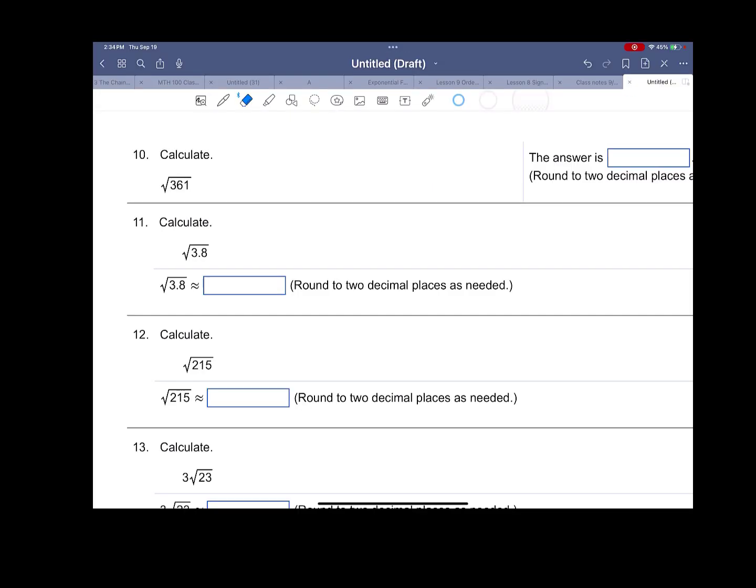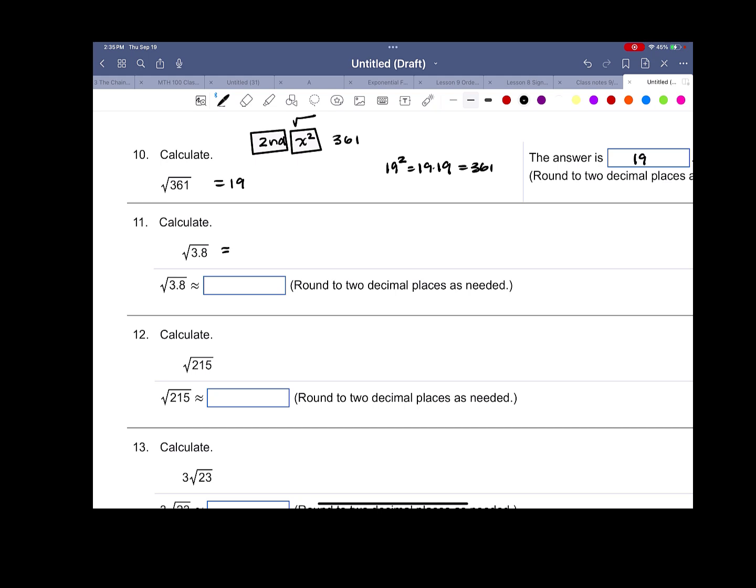Number 10, we're going to calculate the square root of 361. That's a pretty big number, so I'm going to have to use my calculator. I'm going to press the second key, then I'm going to press the x squared key. These two keys will give you the square root key because it's above x squared. Then I'll press the 361. So second x squared 361, and that comes out to be just 19. That means that if I do 19 squared, or 19 times 19, I will get 361.